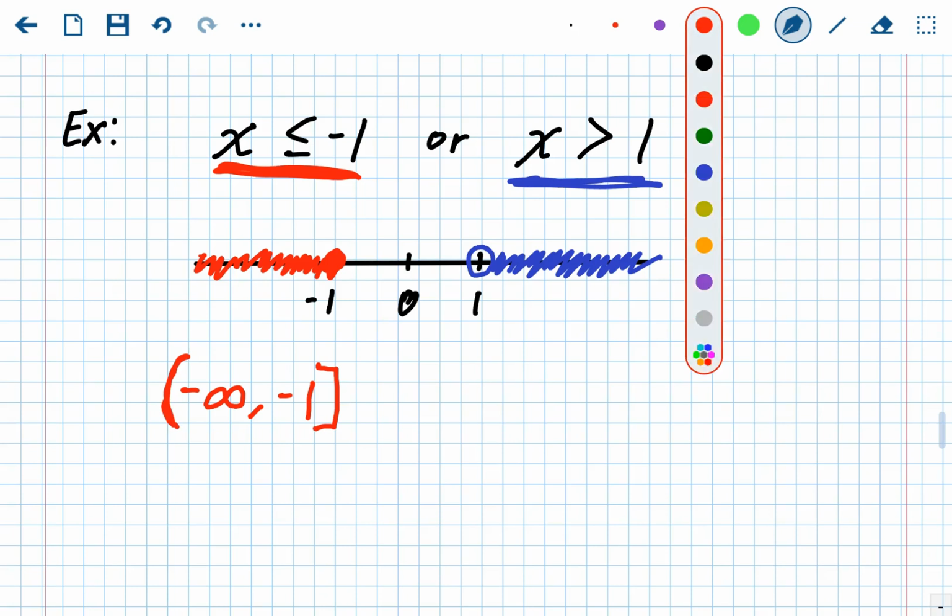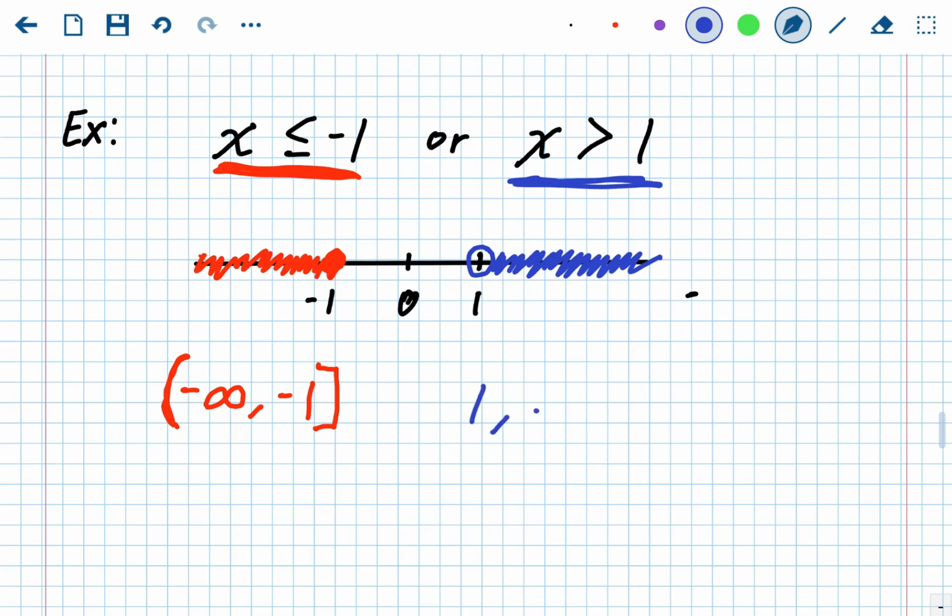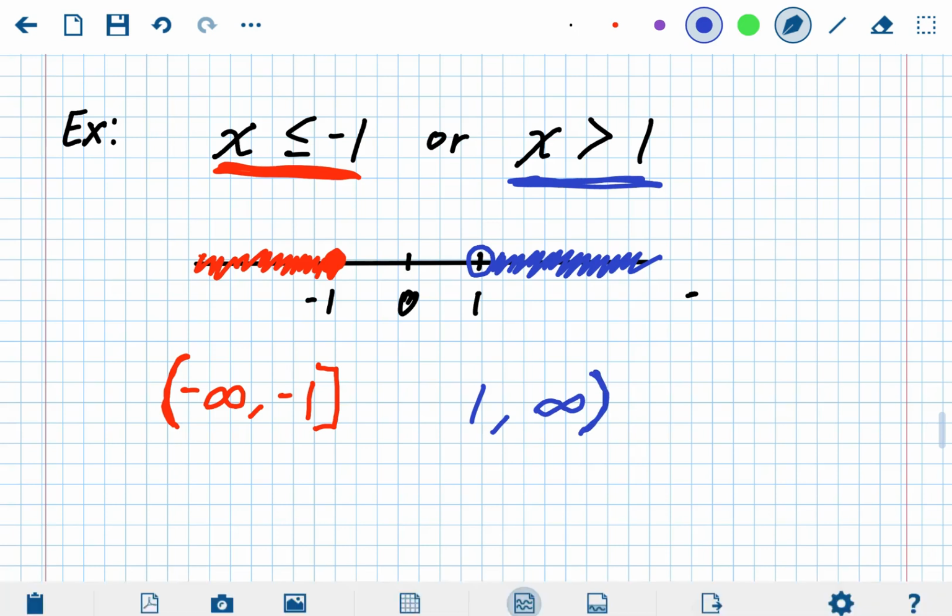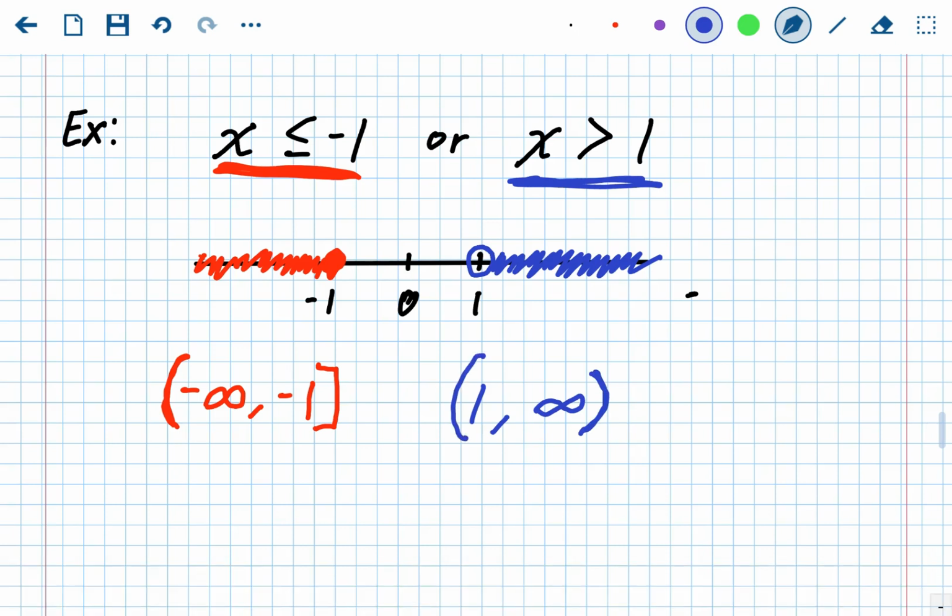The second interval starts at 1, and it goes on to the right forever. So it's going to go up to infinity. Again, infinity always gets a parenthesis, and 1, since it's open circle, since it's just greater than, that also gets a parenthesis. Okay. So 2 separate intervals for 2 separate pieces.